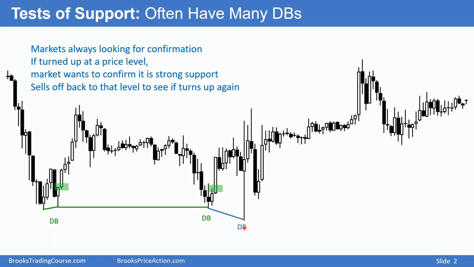Another test of the low, test of this low, and a test of this low. And again, the bulls bought strongly, this time even more strongly than the other times. Very big tail on the bottom of this bar, very big bar. This is a double bottom, a test of the prior low to see if bulls would again buy at that price. It confirms this level as support.